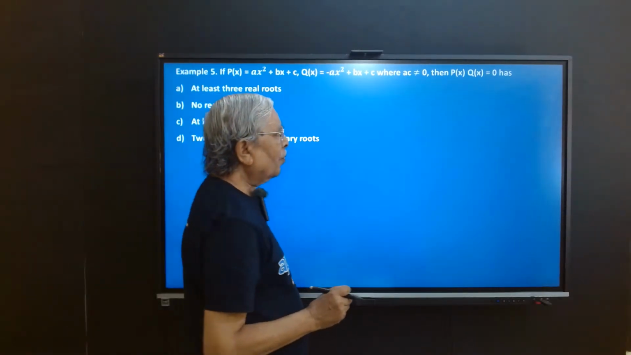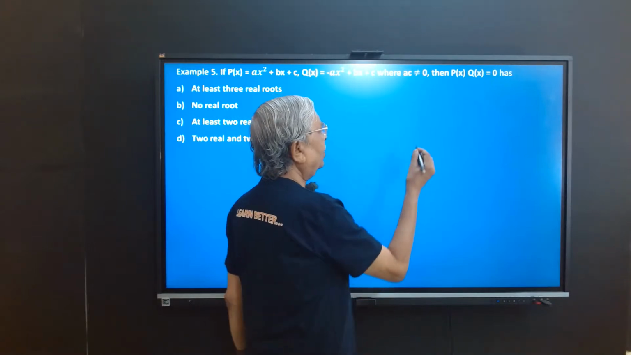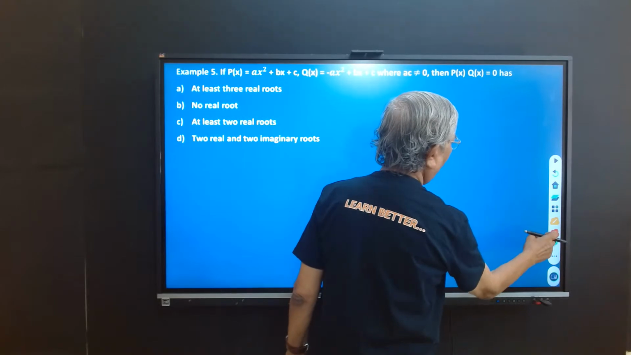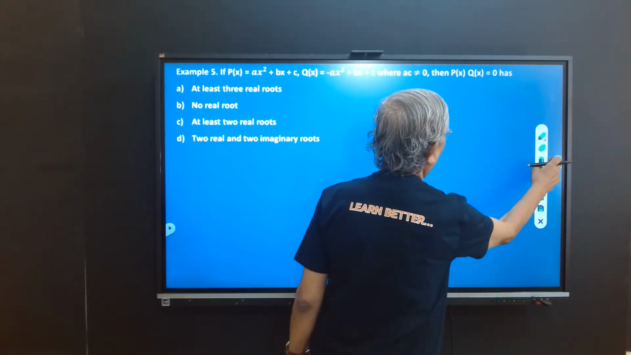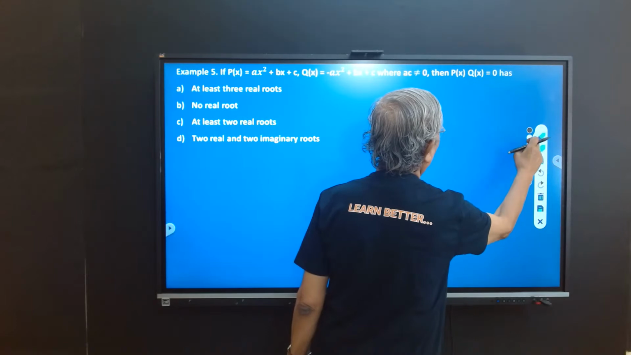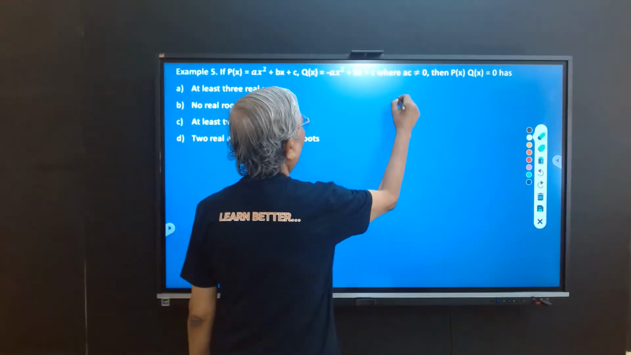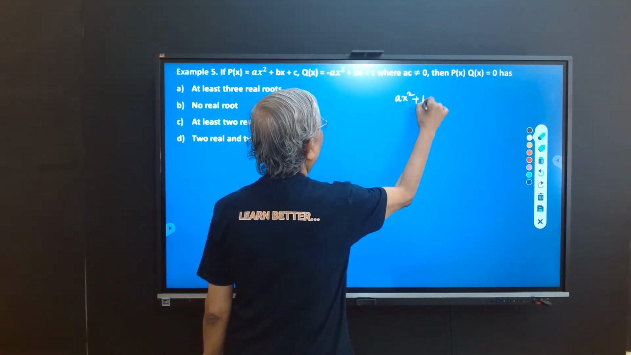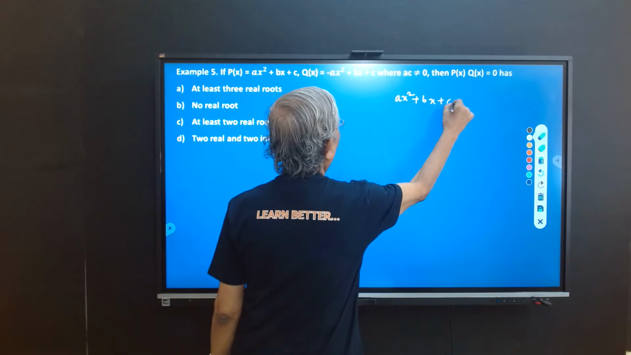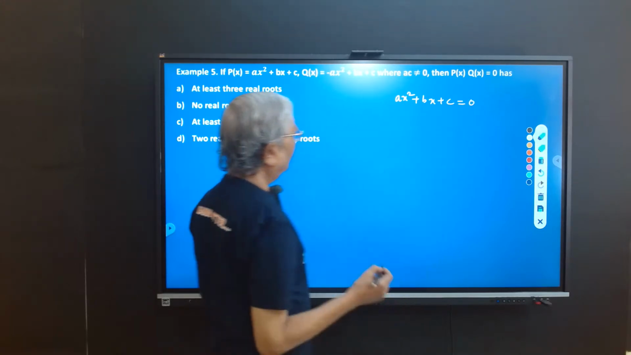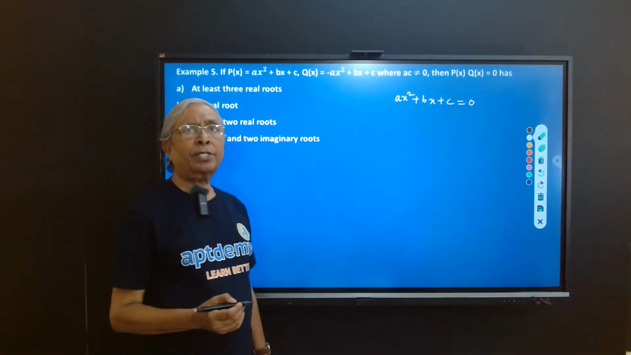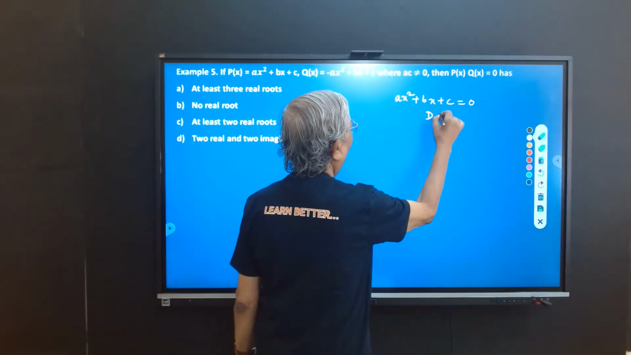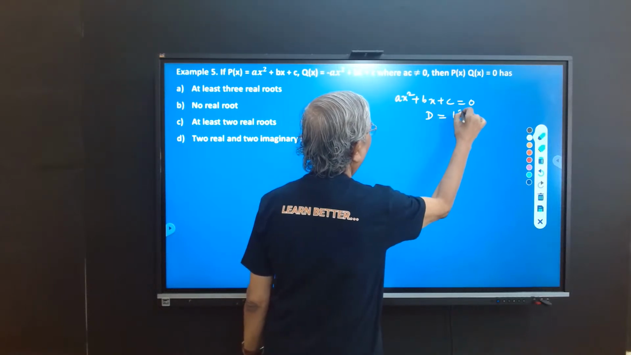First we explain when the roots are real and distinct. Suppose you have an equation ax squared plus bx plus c equals 0. This quadratic equation you are given. Now what is the discriminant? Discriminant is given by d is equal to b square minus 4ac.